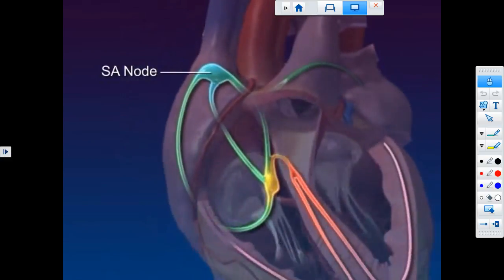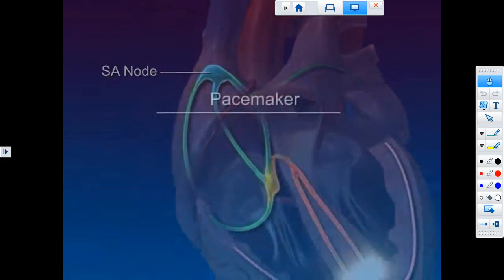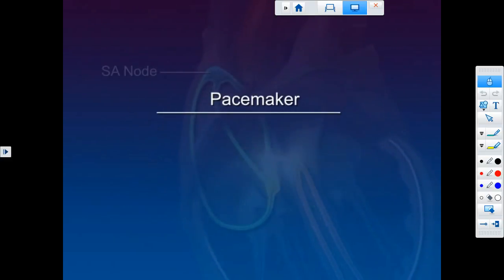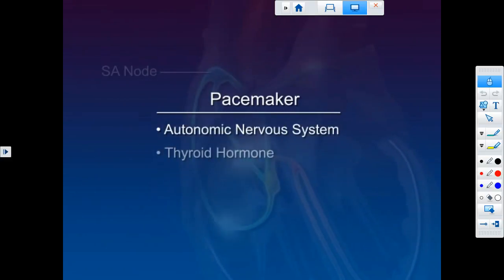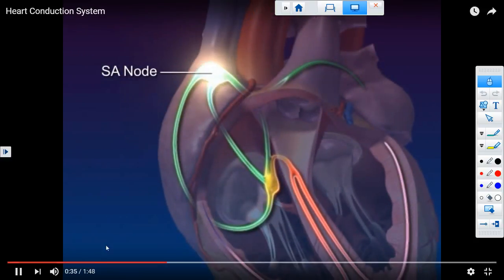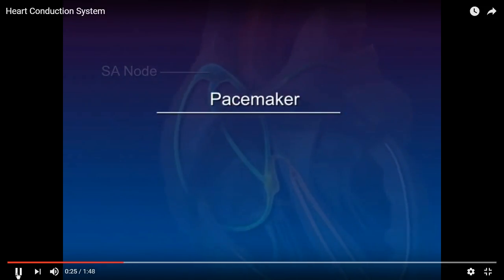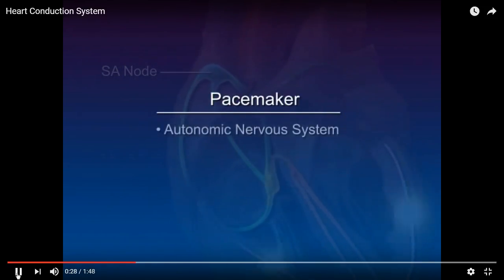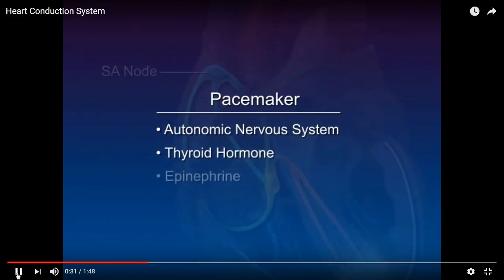So this is the sinoatrial node. You can see that's initiating the conduction. So this is influenced by those three factors here. So three factors that can affect the pacemaker area of the heart would be the autonomic nervous system, the thyroid hormone, and epinephrine. These are all going to essentially speed up the heart rate. Well, it'll be the sympathetic of the autonomic nervous system that would speed it up. Thyroid hormone is going to speed up the rate of contraction from the sinoatrial node and also the epinephrine.